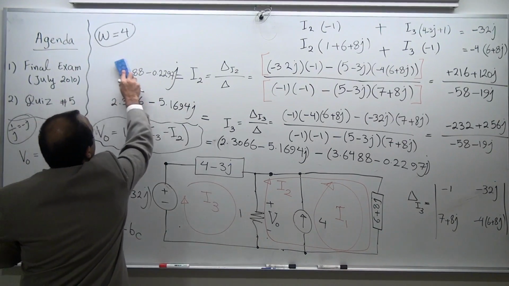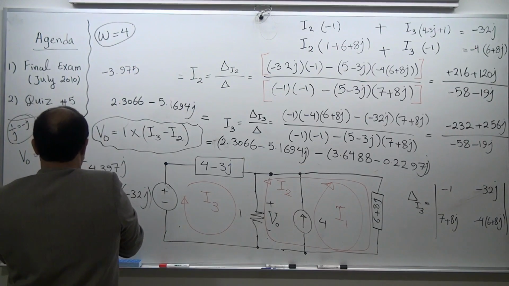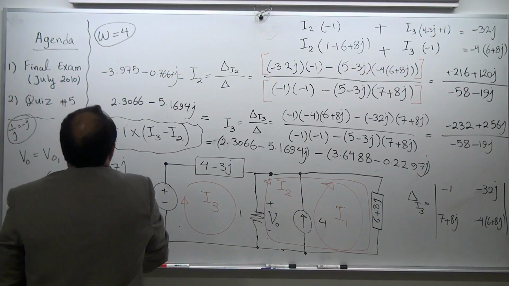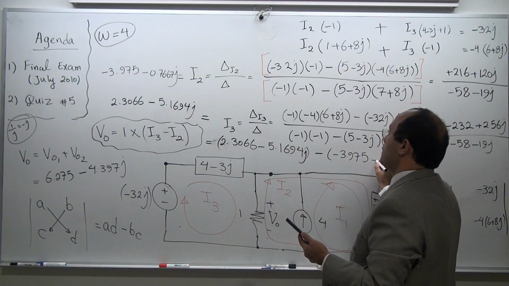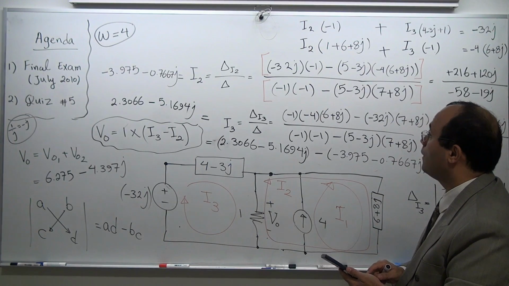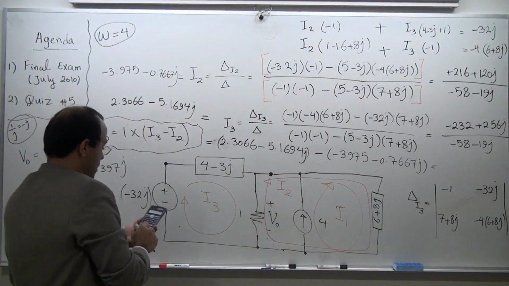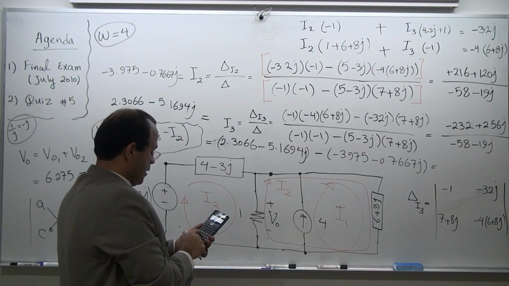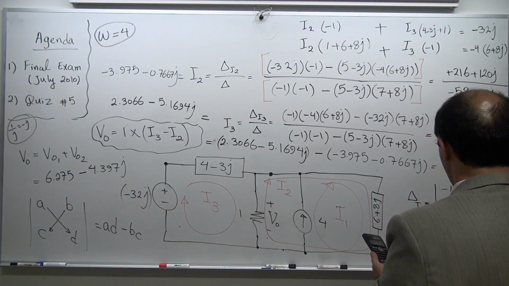Okay, it's going to be minus 3.975, minus 0.7667j. Let me see. That's going to be minus 3.975 minus 0.7667j. I need to multiply this by minus 1, of course, and then plus with these values, okay? Plus 2.3066 minus 5.1694. Well, those are the right values.